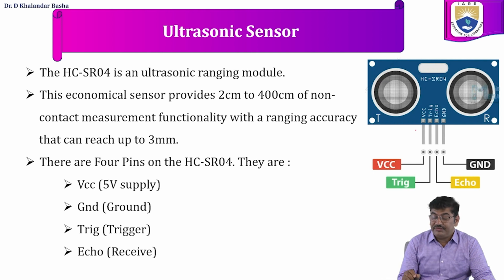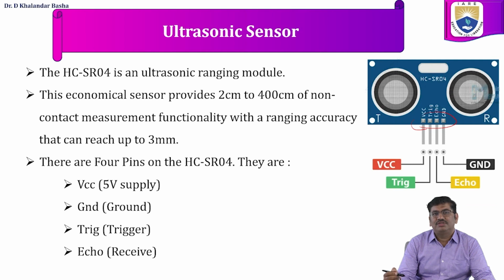The pins we have for the ultrasonic sensor are VCC, which is a 5 volt supply, ground, then the trigger signal and the echo signal. Here the trigger signal is used for generating the sound waves.